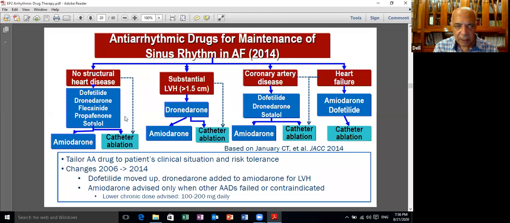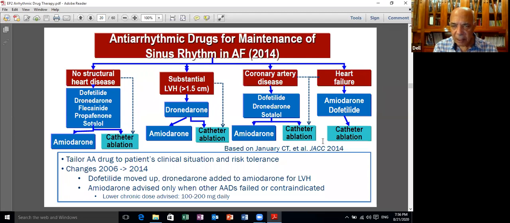The usual practice is that if you have no structural heart disease, you can use all of these. These are arranged alphabetically, not in the order of preference. If they fail, you can use amiodarone or catheter ablation. If you have left ventricular hypertrophy, you can start with dronedarone. If it fails, amiodarone or catheter ablation. For coronary artery disease, you can use dofetilide, dronedarone, and sotalol. If they fail, amiodarone or catheter ablation. For heart failure, the choice is limited to amiodarone and dofetilide.